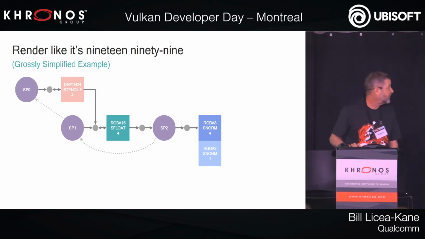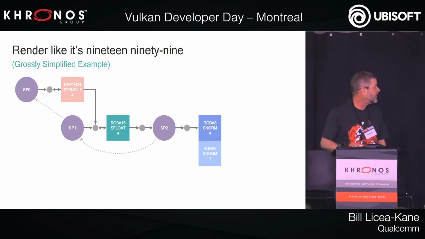So here's the grossly simplified example I showed at the beginning. The dependencies are just subpass 1 to subpass 0, subpass 2 to subpass 1. The input attachments are shown as the dots before the shader circles, and the output attachments are shown as the dot afterwards.